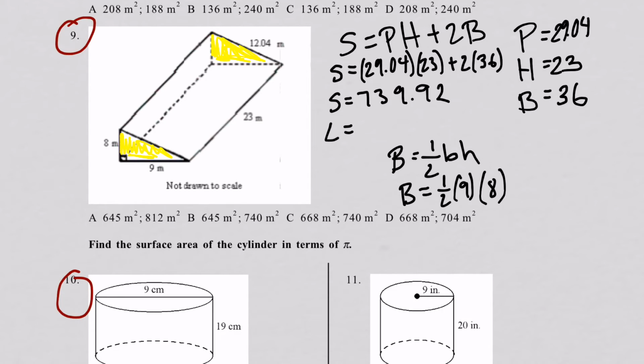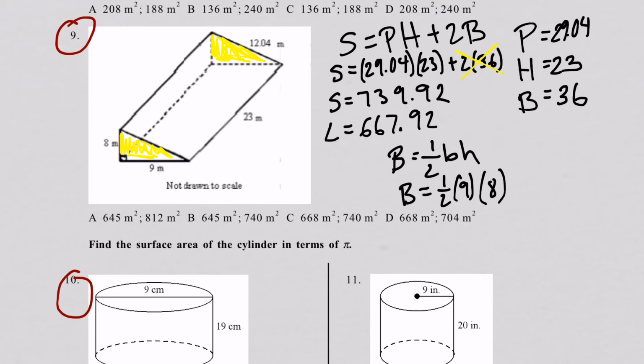It's actually real easy. All you got to do for the lateral area is to ignore the bases, right? So ignore that 2 times 36. So it's just 29.04 times 23. 667.92. So there's your lateral area and your surface area.